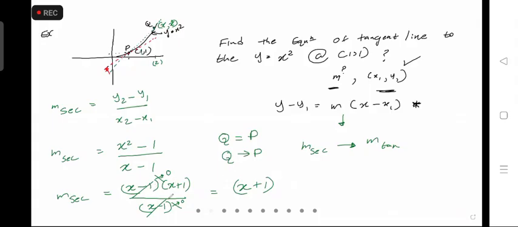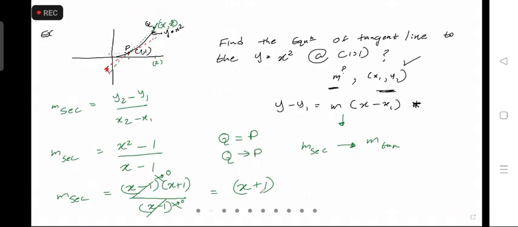That is why we simplify this part and obtain the tangent of the secant this way, plus 1. Okay, now we have a good approximation for the tangent. We assume this is the best one. Now we have a gradient of the tangent. Now we can express the equation.